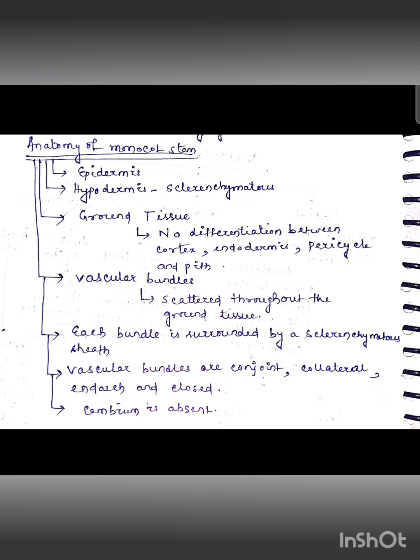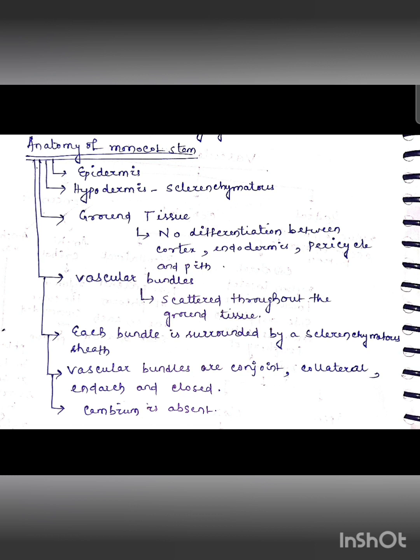Then vascular bundle. Vascular bundles are scattered throughout the ground tissue. There is no specific position at the center. Each bundle is surrounded by a sclerenchymatous sheath. Vascular bundles are conjoint, collateral, endarch and closed. Cambium is absent. Okay, what is endarch?